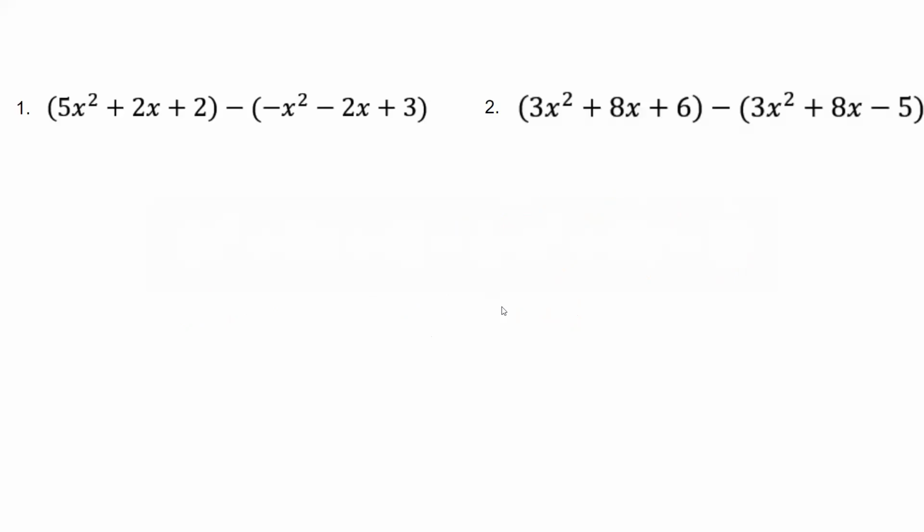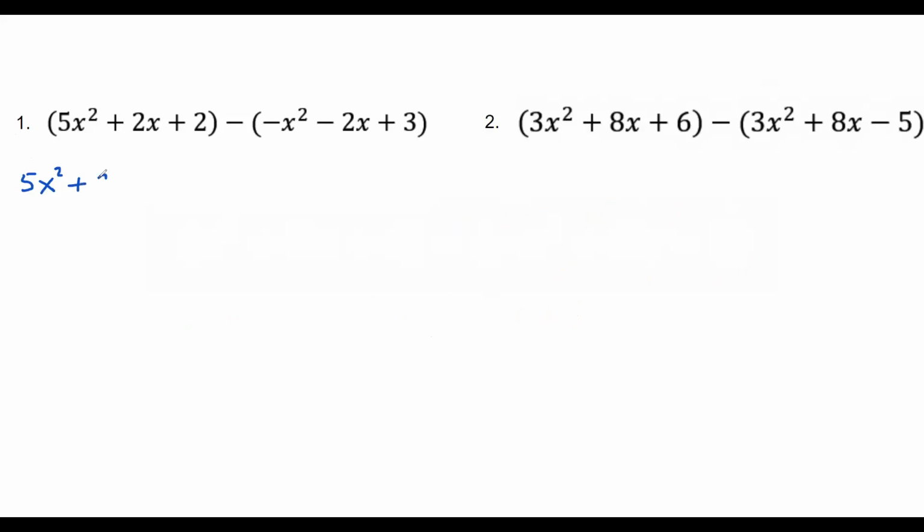I'm going to demonstrate it again on these 2 problems. So the first problem here, once again, we have 3 terms in each part. Let me rewrite that first polynomial. 5x squared plus 2x. We're just dropping the parentheses. And then we move on to this next one. I'm not going to draw the circles, but I am going to draw a negative sign above each one of them, kind of in between the number and the sign.